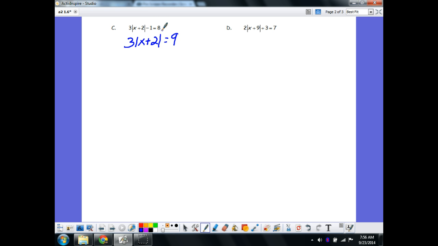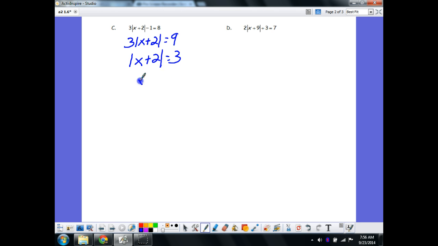And then we would divide both sides by 3. So the absolute value of x plus 2 is equal to 3. So now we have the absolute value part by itself. And we just solved that the same way we would 3y minus 1 equals 8. That's all we did.